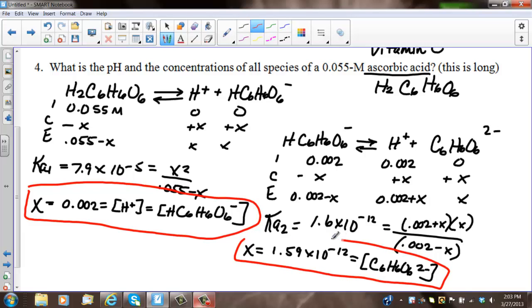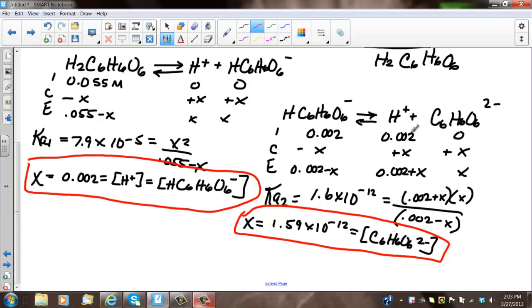Now, a couple things going on here. Our H plus concentration is really 0.002 plus x in this problem right here, but x is so small that it's really not going to make a difference. It really isn't. So when we go back to our original, okay, they want the species of everything.